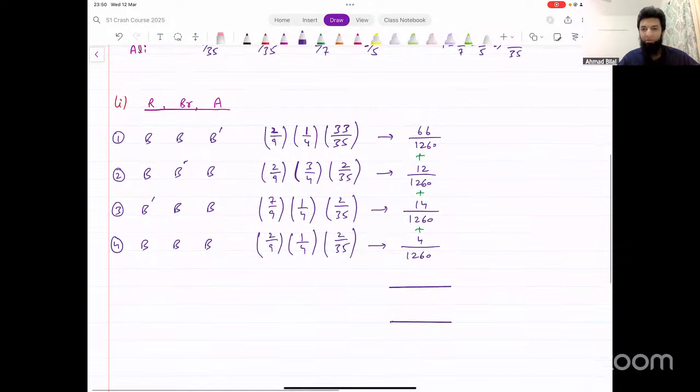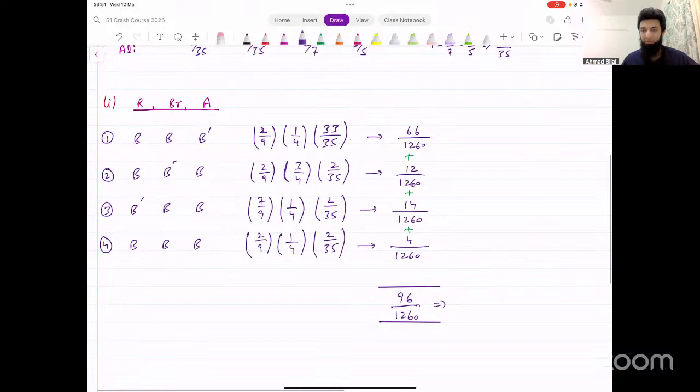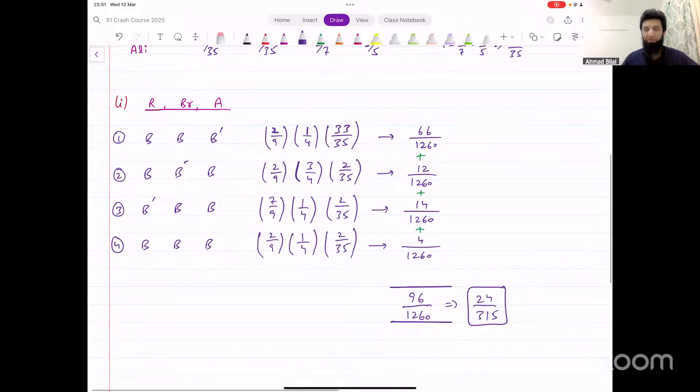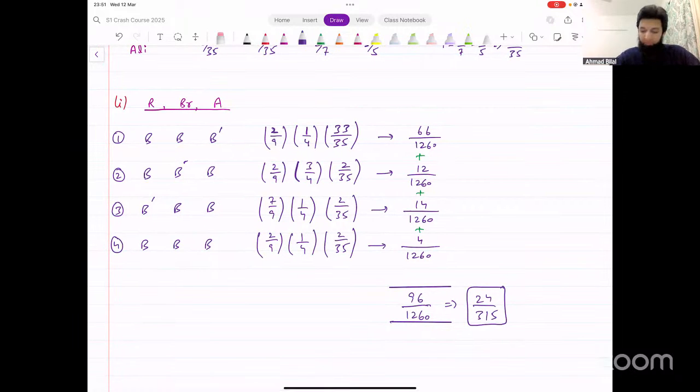Numerators, they add up to 66 plus 12, that's 78. 78 plus 14, 92. 92 plus 4, that's 96. 96 over 1260. You put this on your calculator now, and you would get the simplified form for this. That is 24/315. That's the probability that we were looking for. That's our final result.